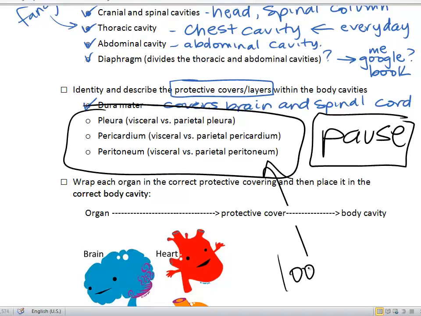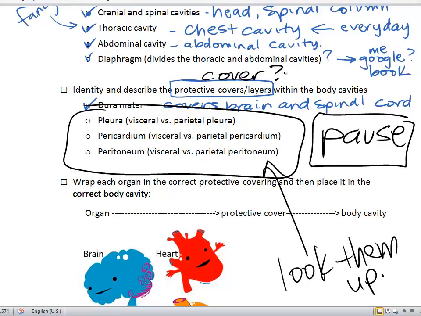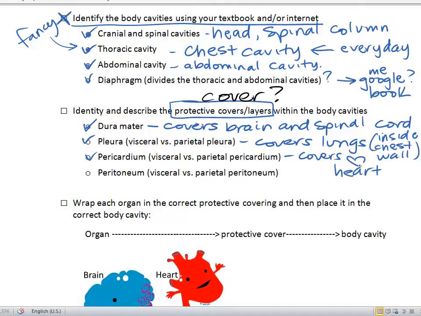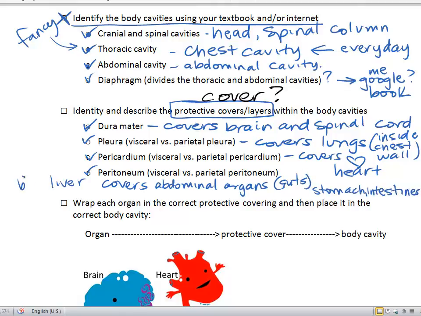All right, this would be a good time maybe just to pause and get your internet access or your textbook out and your lab manual and just try to look up each of the three remaining covers, the pleura, the pericardium, and the peritoneum. The pleura protects our lungs. It's located inside your chest wall and around the surface of the lungs. The pericardium surrounds the heart, and the peritoneum covers the abdominal wall and the abdominal organs.